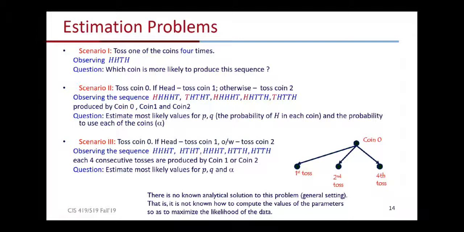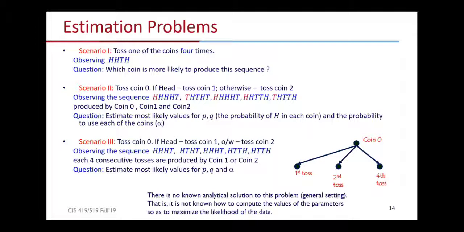Yeah. I didn't really understand the difference between scenario 2 and 3. Both of them would set it up that way: first toss coin 0 and then get such a result. Yeah, it's exactly the same scenario, 2 and 3. The only difference is what I tell you. In scenario 2, I give you all the information. I told you in the first sequence, I got head with coin 0. In the second one, I got tail and so on. And because I gave you this information, you can estimate the probability of alpha, P, and Q immediately.